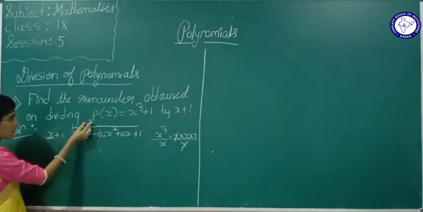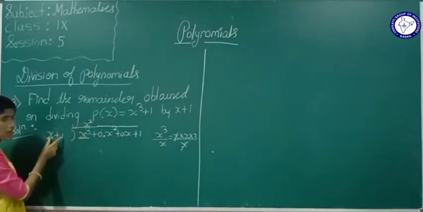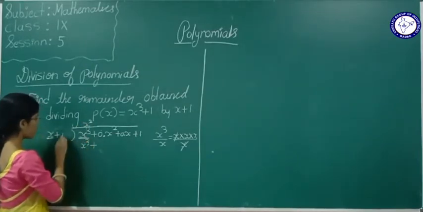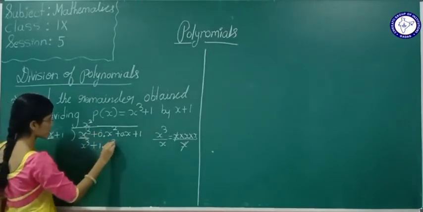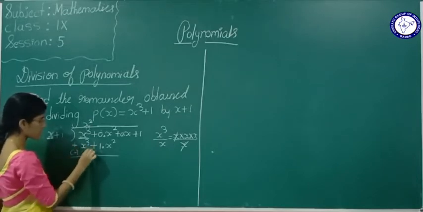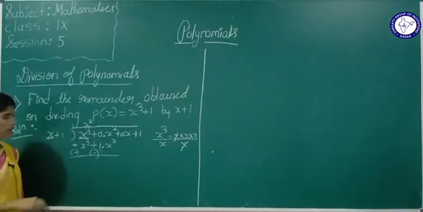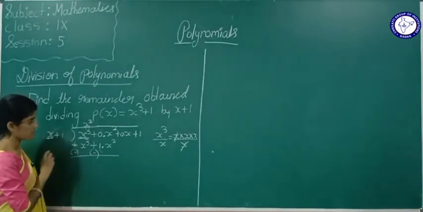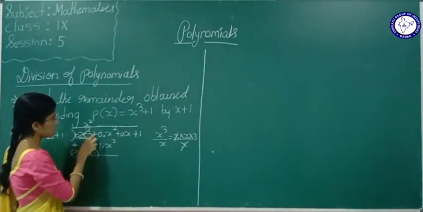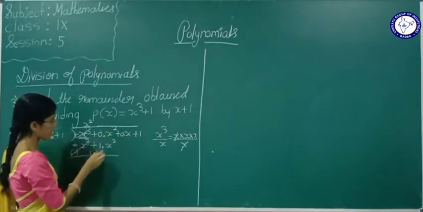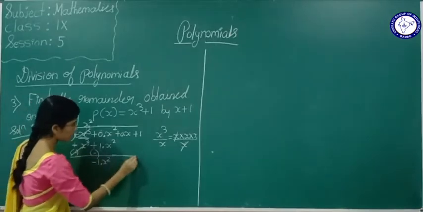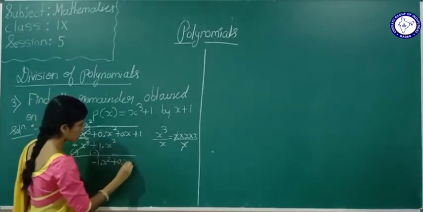Now whatever quotient we got here, you have to multiply with the divisor. x square into x is x cube, plus 1 into x square is 1 x square. Here plus is there, which means minus; we have to do subtraction. Now see, plus x cube minus x cube is going to get cancelled. Plus 0 dot x square minus 1 dot x square gives minus 1 x square, plus 0 into x plus 1.